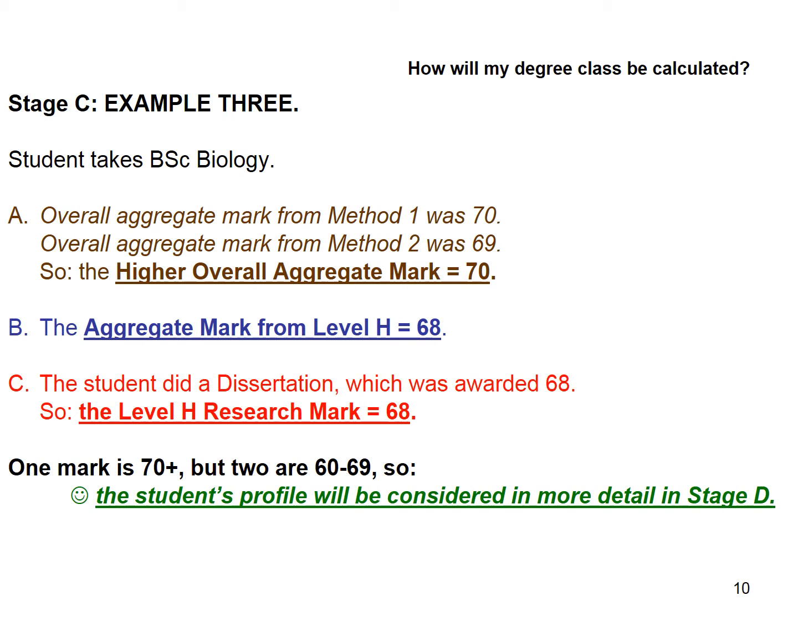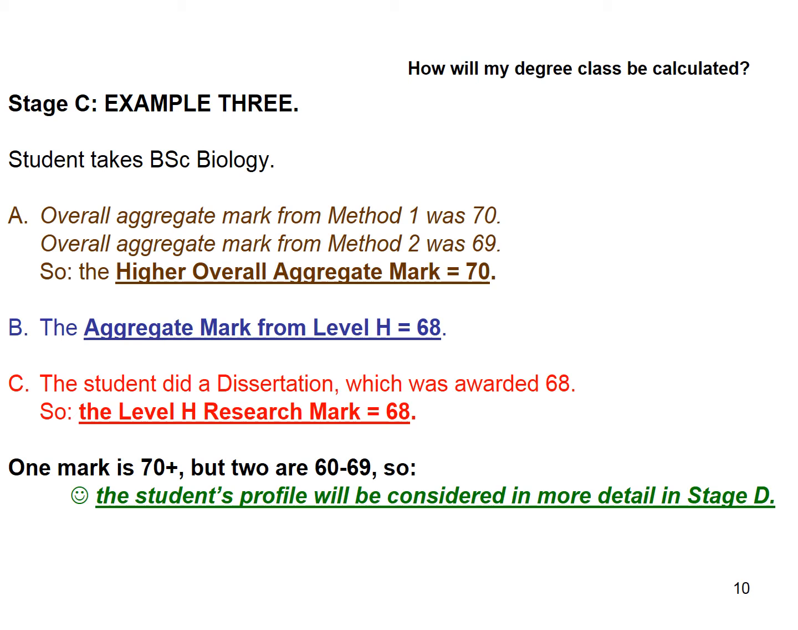For the third example, we have again 2 overall aggregate marks, 69 and 70. So we take 70 as the higher overall aggregate mark. The student gained 68 on aggregate from level H. And the student did a dissertation, which was also awarded 68. So 68 is the level H research mark.